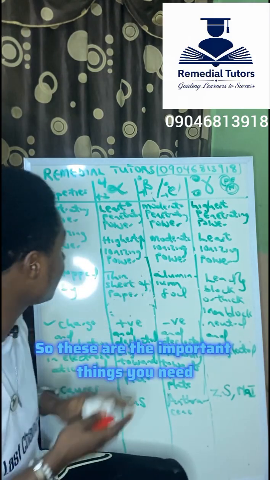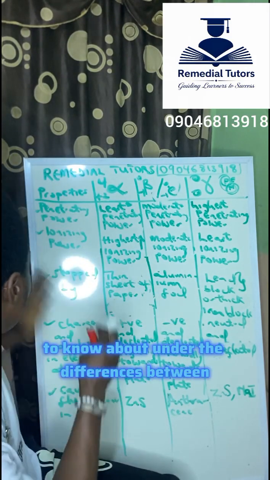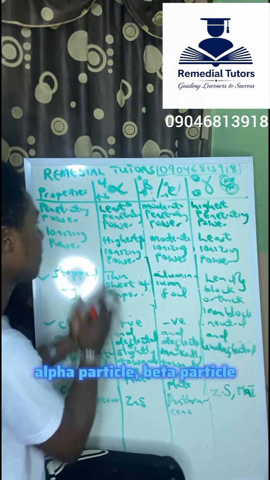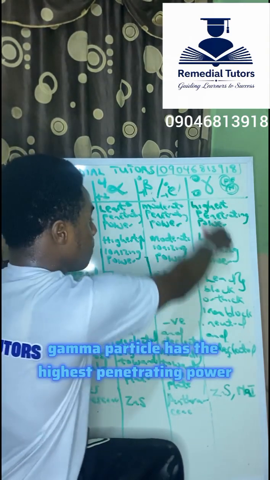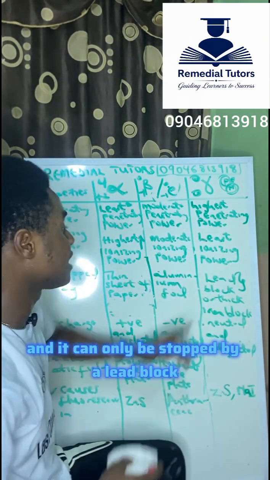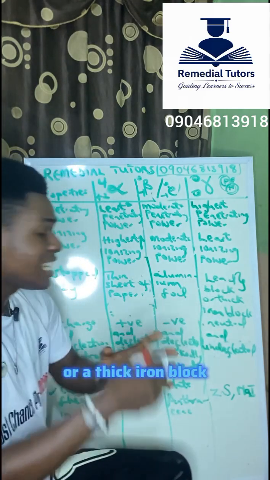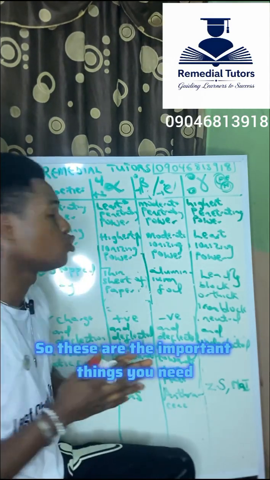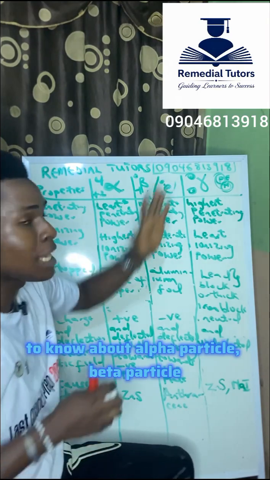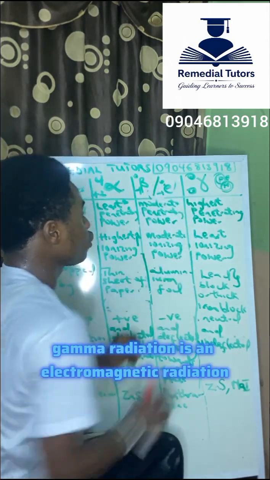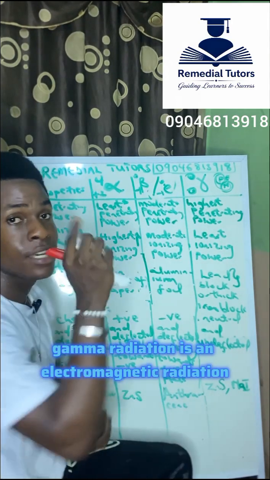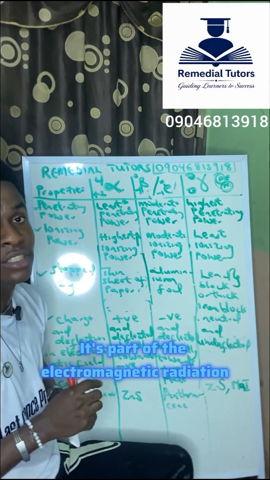So these are the important things you need to know about the differences between alpha particle, beta particle, and gamma particle. And don't forget, gamma particle has the highest penetrating power, and it can only be stopped by a lead block or a thick iron block. And don't forget, gamma radiation is an electromagnetic radiation. It's part of the electromagnetic spectrum.